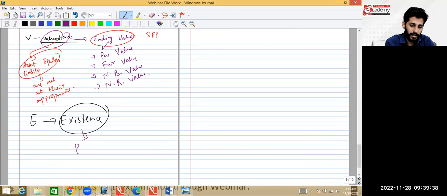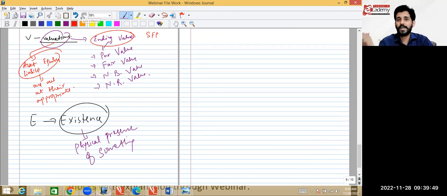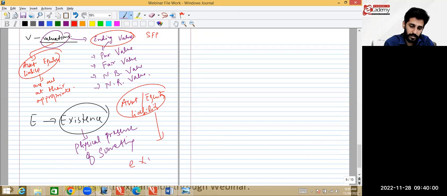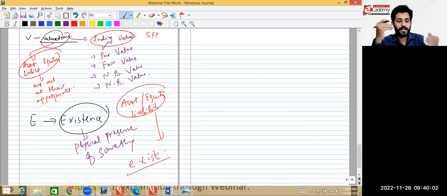Existence means the physical presence of something. That means the management is making the claim that assets, equity, and liability exist. Asset, equity, liability exist. These exist, right? So these are the claims of the management.